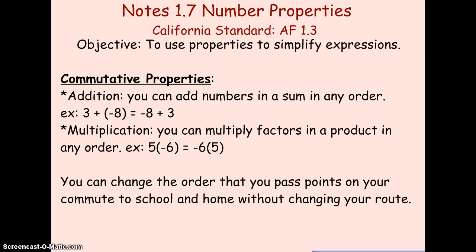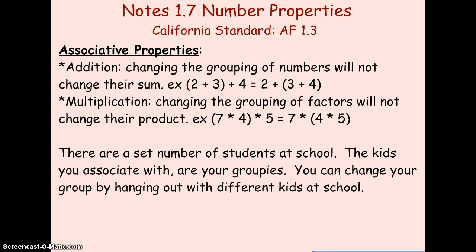You can change the order that you pass through points on your commute to school and home without changing your route. So this is a little trick for remembering them. If you were to walk to school and you passed a big tree and then you passed the AT&T store and then you got to school, when you turn around to go home, you'll pass the AT&T store first, then you'll pass the big tree, and then you'll get home. You're still taking the same route, just in a different order. So that's a little trick. Your commute to school is your commutative property. So make sure you write down that property and pause the video if you need to.